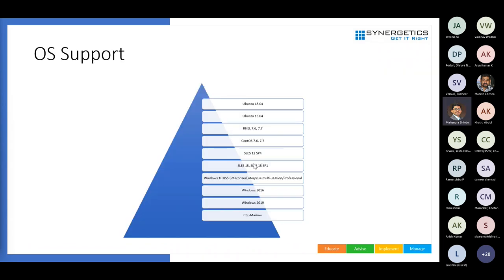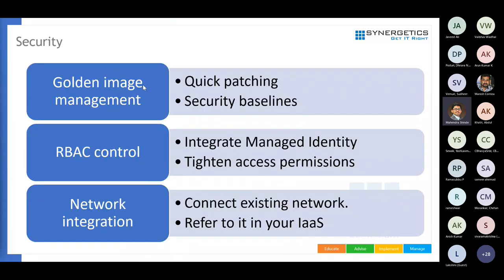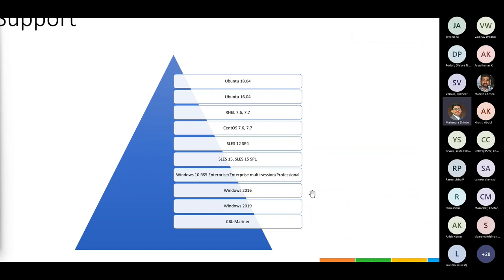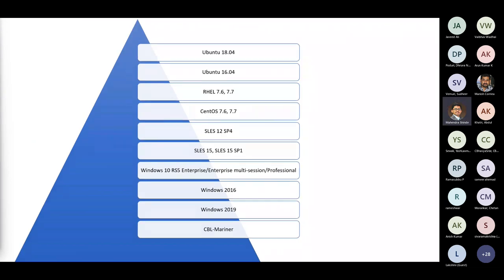Then, operating system support. Now, as I told you earlier, golden images. Now, these are the images which are available here. As you can see here, we have got images from Microsoft, like Windows Server 2019, 2016, Windows 10, for Enterprise or Enterprise Multi-Session or Professional. Then we have SUSE Linux Enterprise, SUSE Linux Enterprise 12, 15, or 15 SP1, 12 SP4, etc. We have CentOS, we have Red Hat, we have Ubuntu, and we have custom images from another vendor, CBL Mariner.